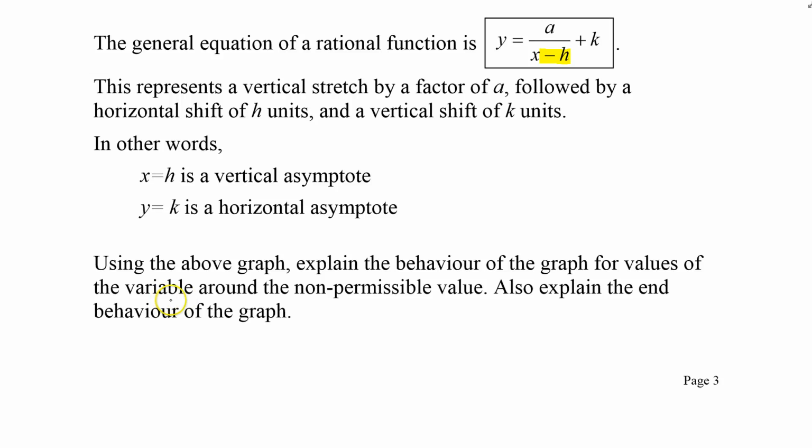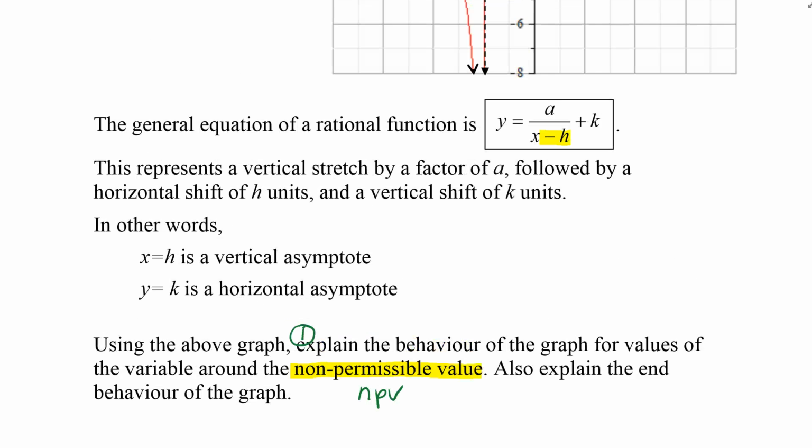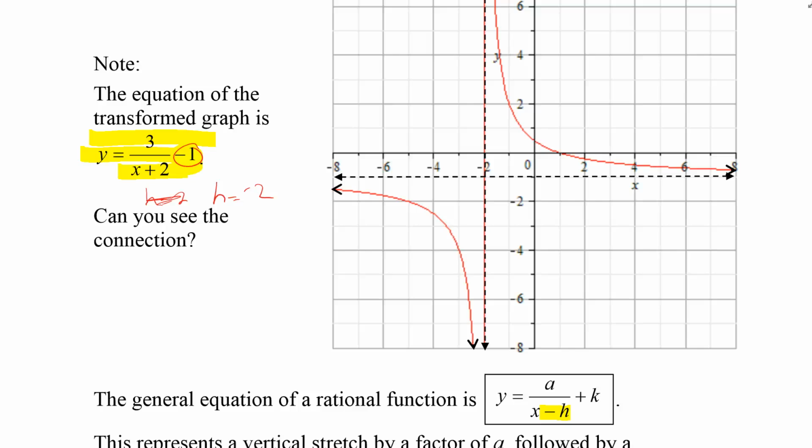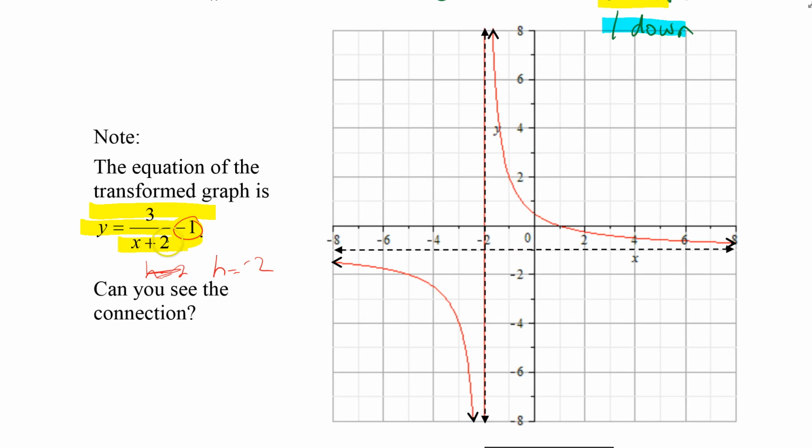So we really have two things to do. The first one, I'll put a 1 by there, is explain the behavior of the graph for values of the variable around the non-permissible value. I'm often going to use the letters NPV for that. So let's go back. What is the non-permissible value? You can see it from the function here: the non-permissible value is when we would be dividing by 0. The denominator x plus 2 cannot be equal to 0, so x cannot be equal to negative 2.